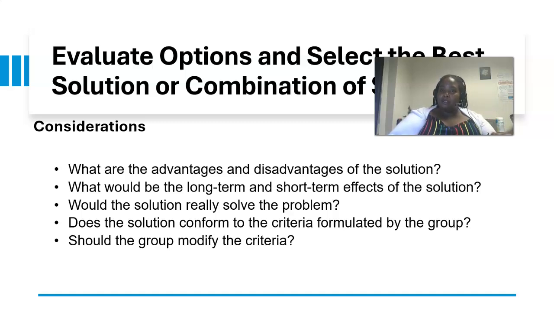So that's why we talked about earlier evaluating and being able to change course. Does the solution conform to the criteria formulated by the group or by me? So, for example, we want to make sure that the decisions you make align with what the project calls for. So, just a little bit of a side note. And should the group modify the criteria? Definitely have open dialogue to do so.